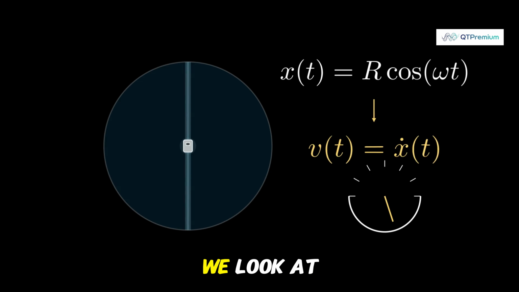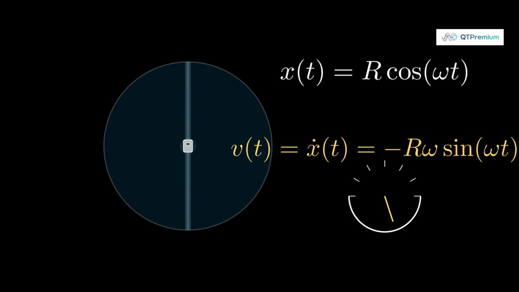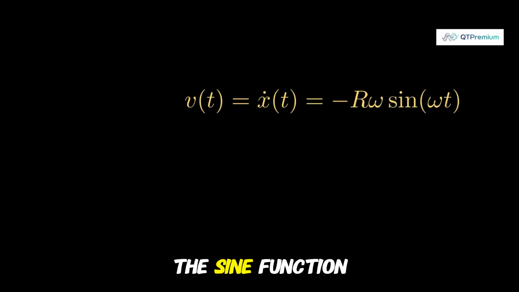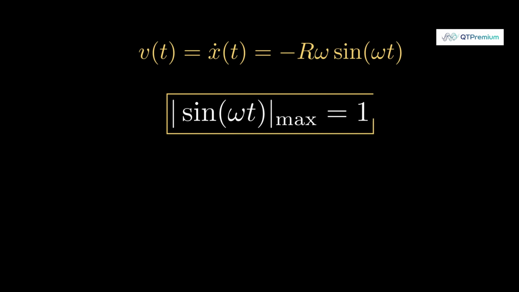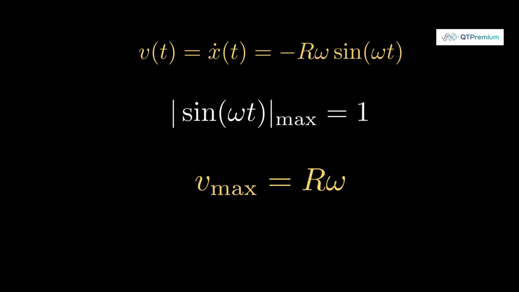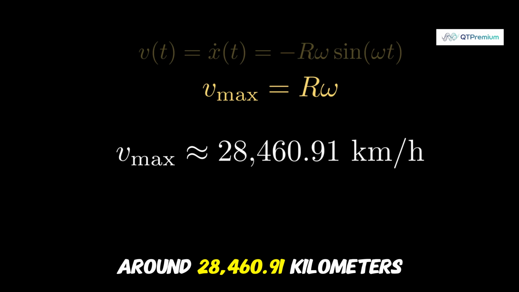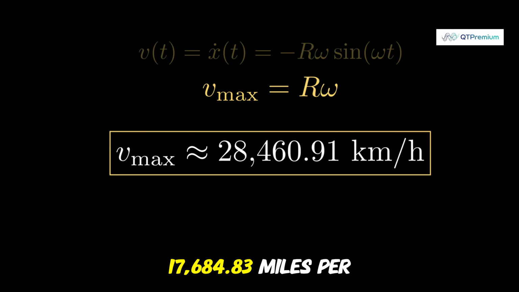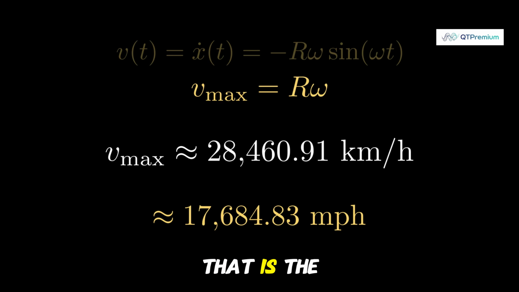To find that, we look at the velocity, which means we have to differentiate x of t. The sine function reaches its largest magnitude at 1. And we get this formula for our maximum velocity. Now we insert the numbers. That gives us around 28,460.91 kilometers per hour, which is about 17,684.83 miles per hour.